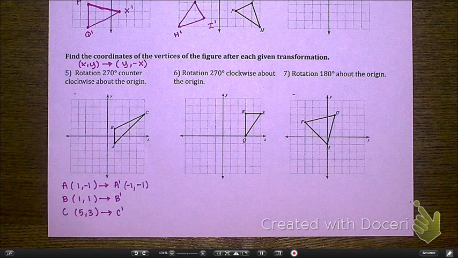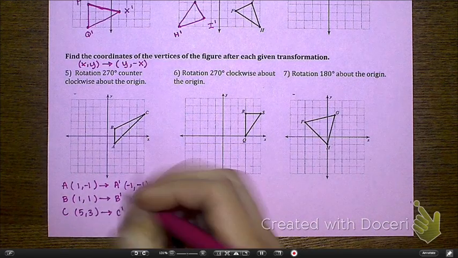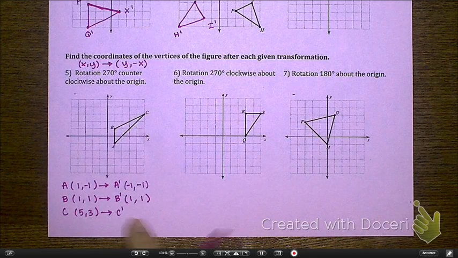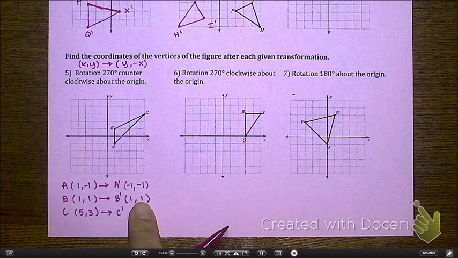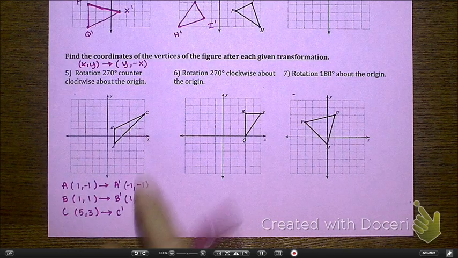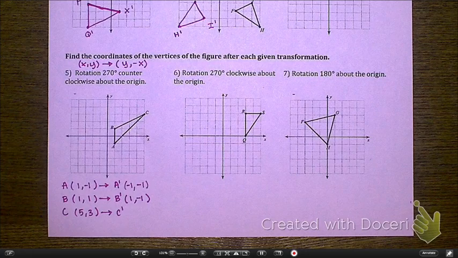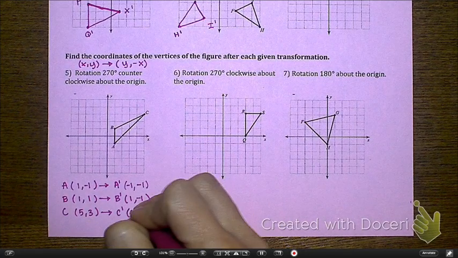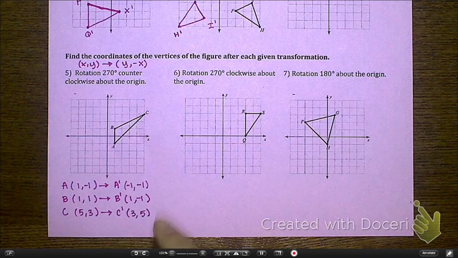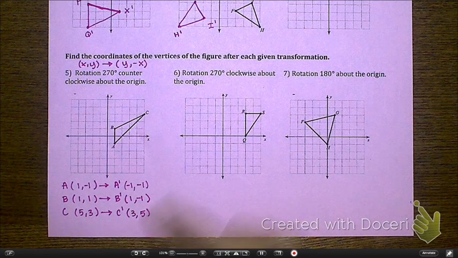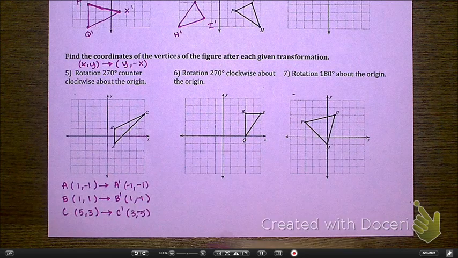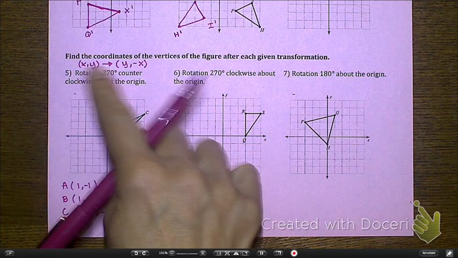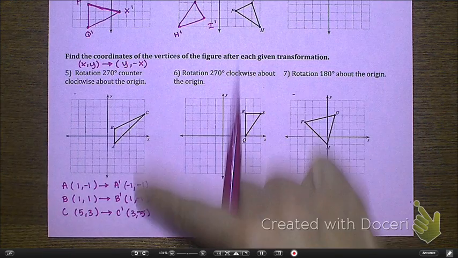For B prime, I'm going to switch the place of the numbers. That's not hard because they're the same number. But the back number is going to change signs. So what does that now become? Negative. And for C prime, switch the place of the numbers, and the last number becomes what sign? Negative. So it's now a -5. Does that make sense? I switched their place, and I made the last one the opposite sign.